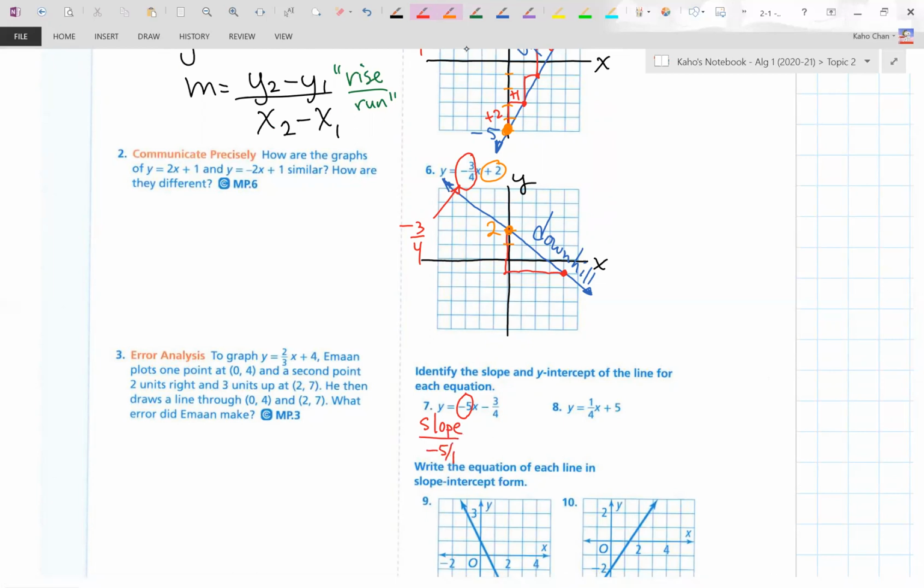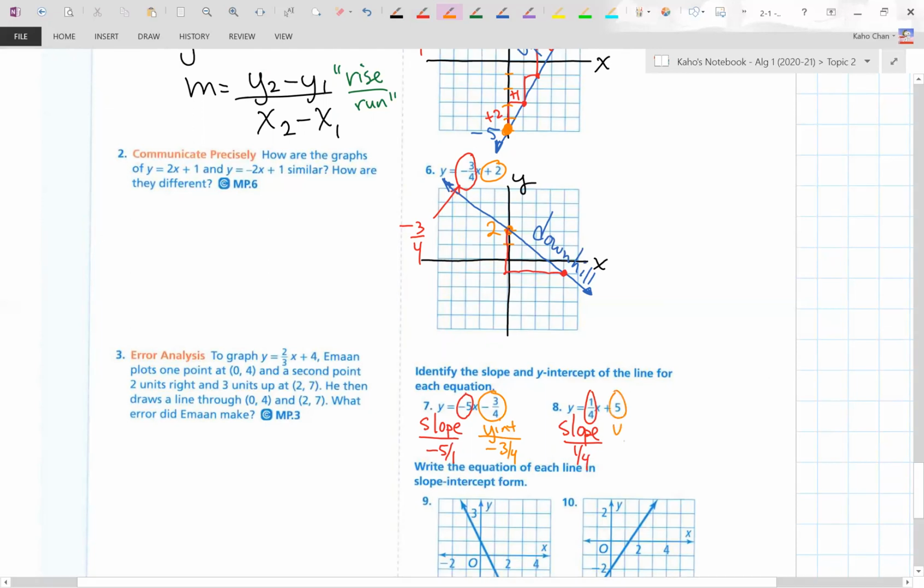The y-intercept is the number by itself, or b. That is negative 3/4. Pretty easy. Same thing with number 8. Slope is the number in front of x, 1/4 in this case, and the y-intercept is +5. Wow, not too bad.